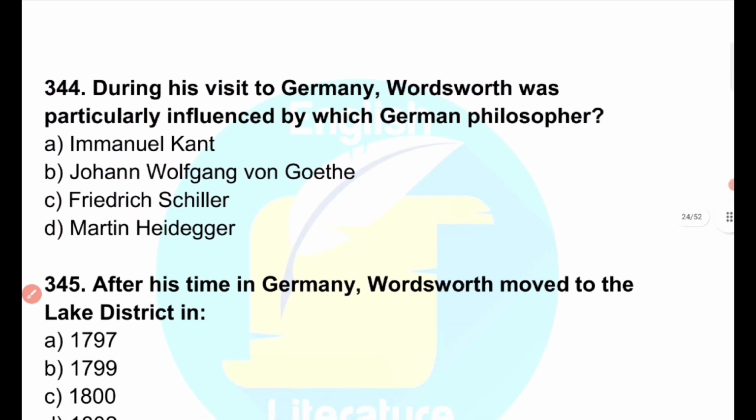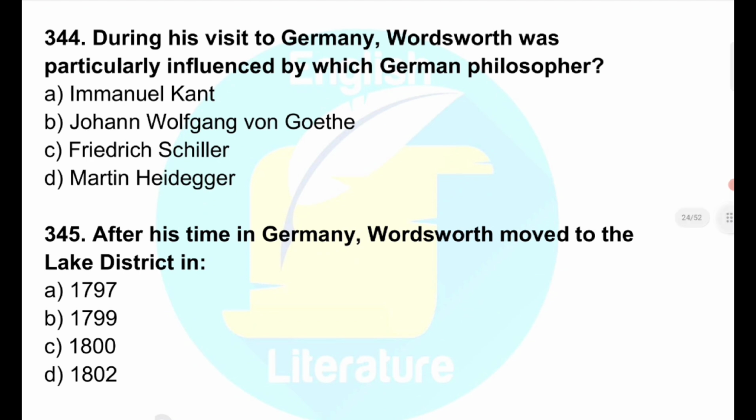During his visit to Germany, Wordsworth was particularly influenced by which German philosopher? Option A, Immanuel Kant. Kant's ideas on subjective experience, nature, and perception influenced Wordsworth's Romantic philosophy.